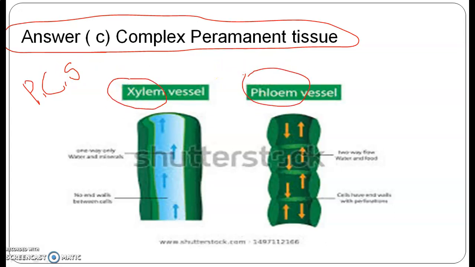Students, you know very well that xylem is responsible for the conduction of water in plants, and phloem is responsible for the conduction of food. So xylem is for water and minerals, and phloem is for food. Okay? So this is all for the 10 basic MCQs for your chapter number 6, that is tissues.